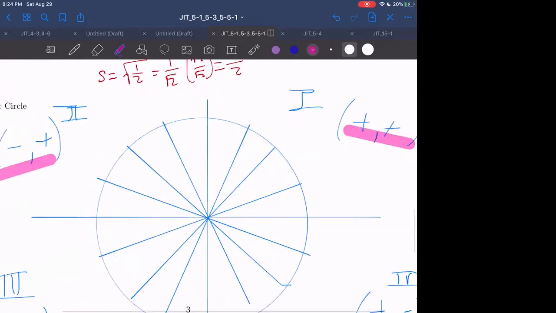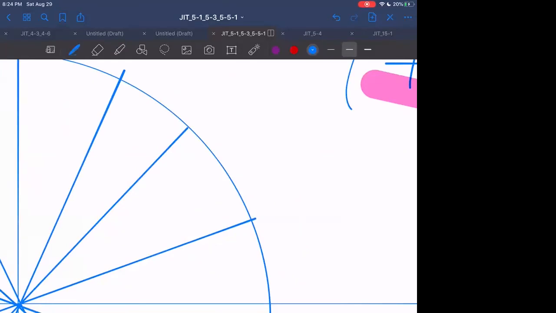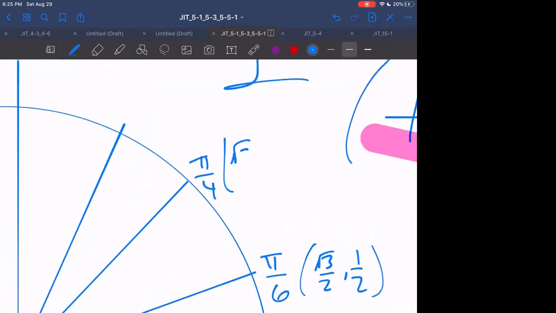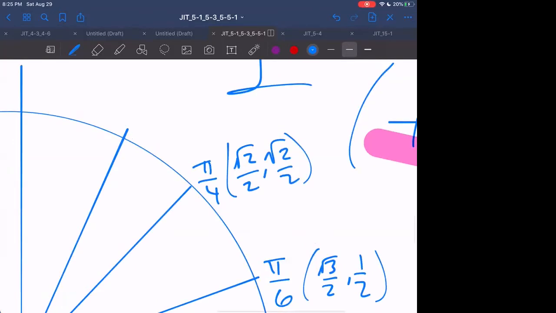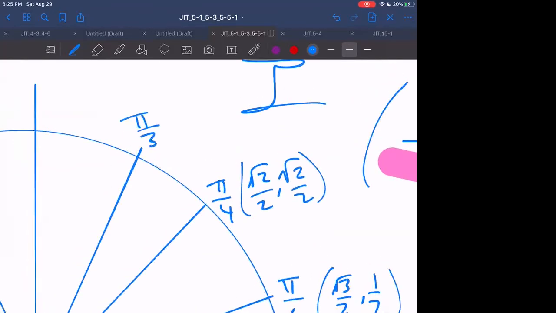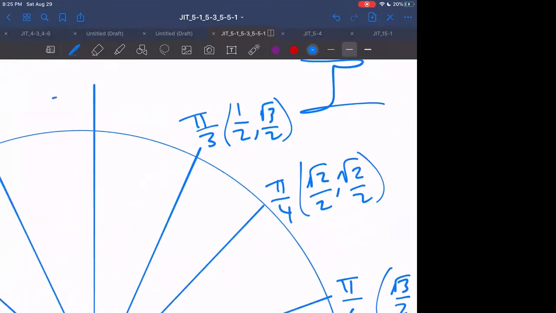All right, so we can fill it in. So in our first quadrant, we've got pi over 6, which is root 3 over 2, 1/2. We've got pi over 4, which is root 2 over 2, root 2 over 2. And then we've got pi over 3, which is 1/2, root 3 over 2. Then we've got pi over 2, which has the point 0, 1.